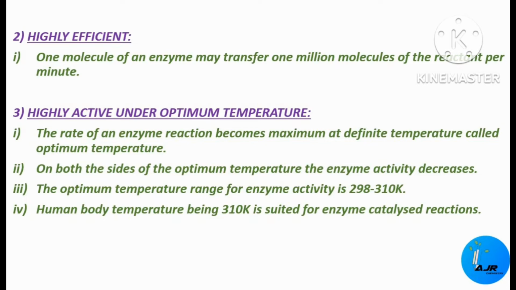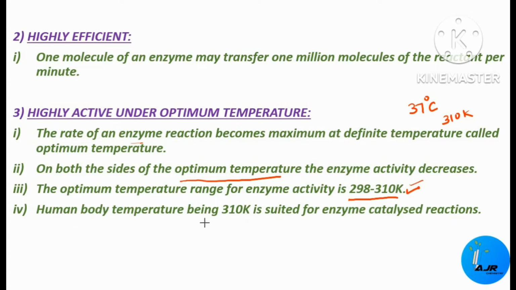The optimum temperature is a particular temperature. For example, in the human body, the optimum temperature is 37 degrees centigrade, that means 310 Kelvin. The optimum temperature range for enzyme activity is 298 to 310 Kelvin. Within this range, the enzyme activity will be very high. Below 298 Kelvin, the activity gets reduced. Above this temperature range, the enzymes get denatured and lose their activity.